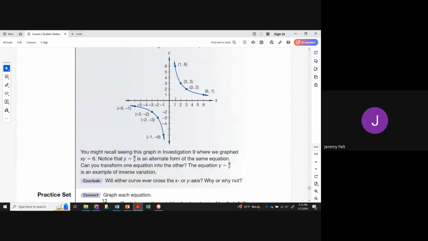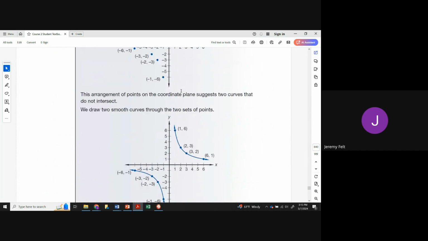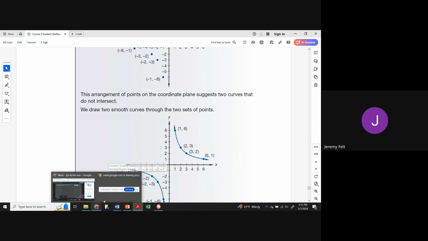And this is inverse variation, which we've talked about. As x gets bigger, y gets smaller. As x is getting bigger, y is going down. So it's an inverse relationship, and we've talked about that already in the past, but we can graph those and get an idea of the shape of the graph.